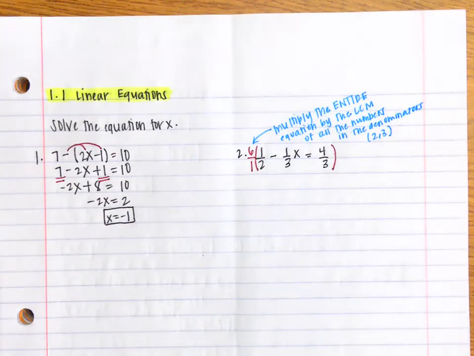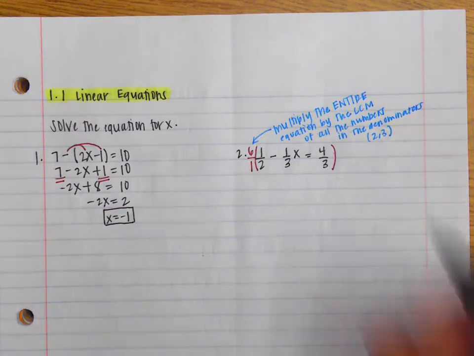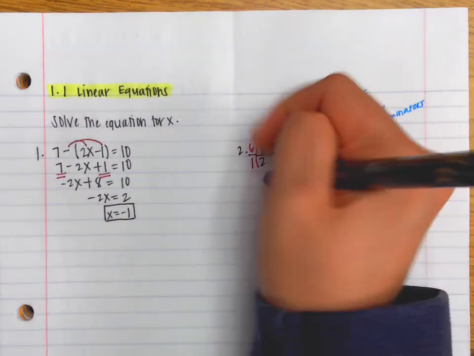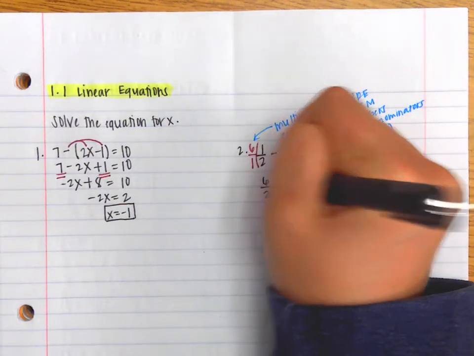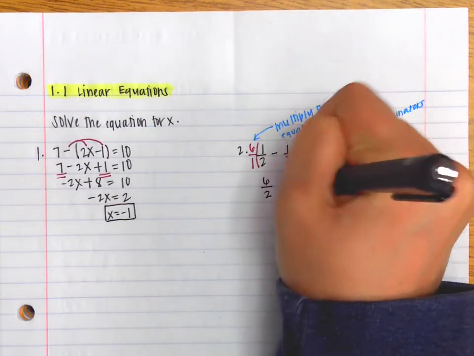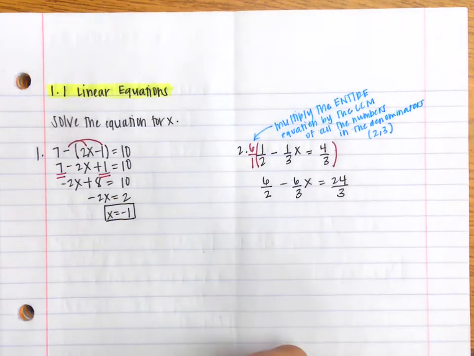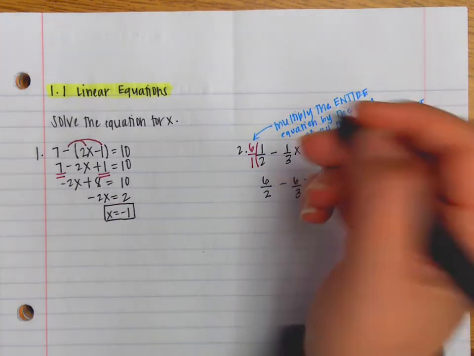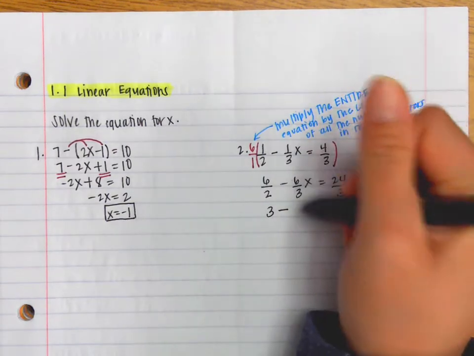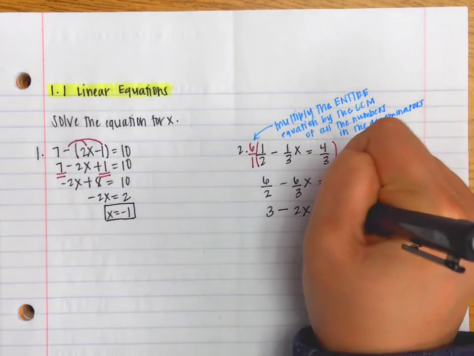Okay, so what happens, I'm going to do one step extra than I normally would do. And so what happens, 6 times 1 is 6, and then 1 times 2 is 2. And then this becomes 6 over 3x is equal to 24 over 3. Now, you're probably thinking, well, that didn't get rid of the fractions, but it does. Because 6 divided by 2 is 3. 6 divided by 3 is 2x. And 24 divided by 3 is 8.